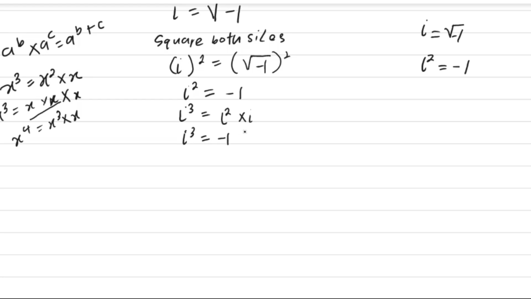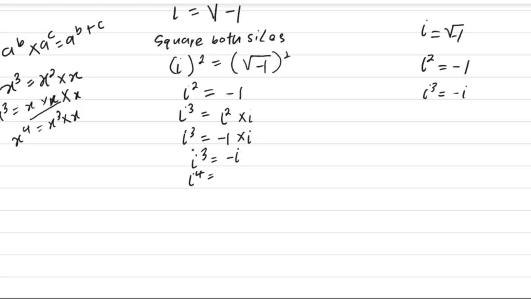This is -1 times i. It means i raised to power 3 will give us minus i. So here we can put that i raised to power 3 will give us minus i. Now let's also say i raised to power 4.